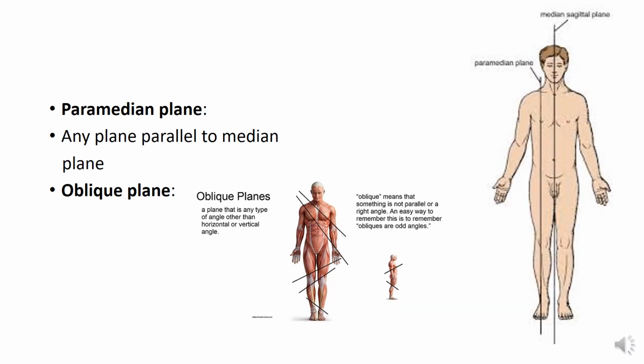So the paramedian plane, as I have told you before, is any plane parallel to the median plane. You can see here this is the median sagittal plane. Any plane parallel to the median plane is the paramedian plane. Then comes the oblique plane. You can see a plane that runs at any type of angle other than the horizontal or vertical angle. So here you can see the oblique plane.